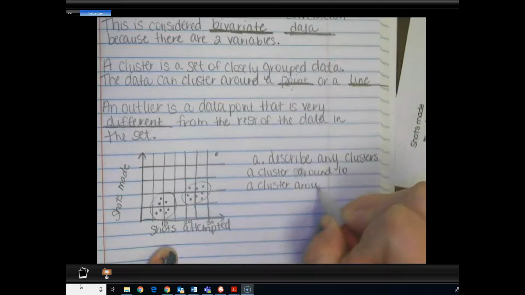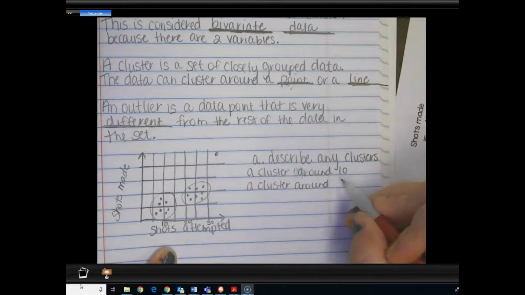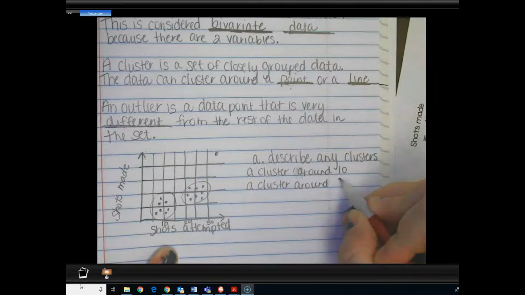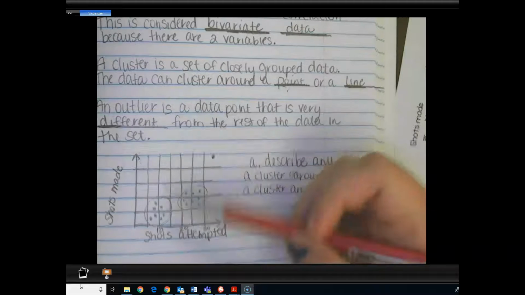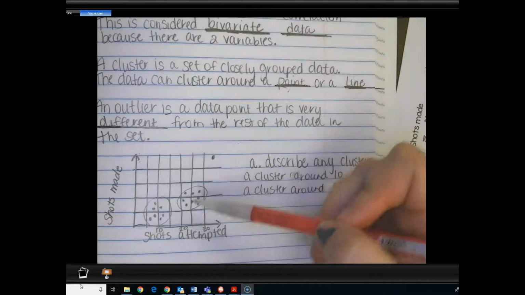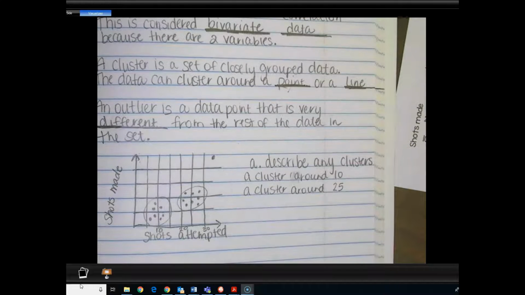Now I could say a cluster between the 20 and the 30. I'm going to say 25. And we can see that those are kind of grouped together. Now we drew it that way, and I'm going to show you what the actual graph looks like in a little bit.